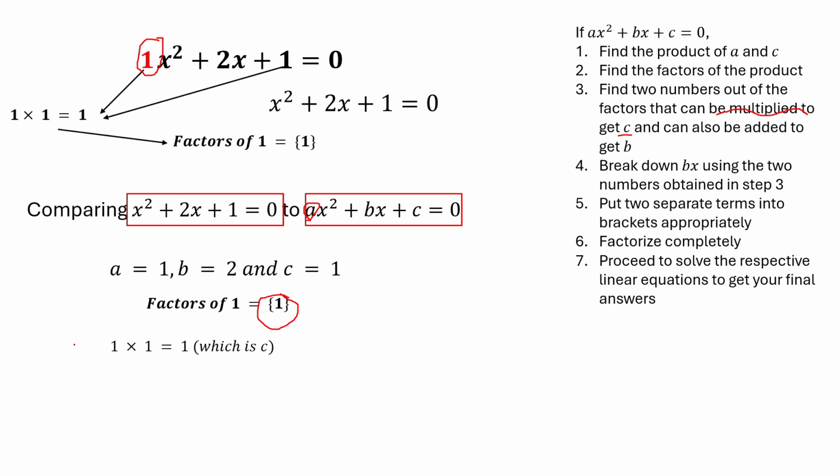So 1 times 1 is going to give us 1. So the two factors of 1 we're using are 1, this one, and then this one. If you multiply them, you're going to get 1, which is basically C, as we have over here. Then if you add them together, we are going to get 2, which is B.